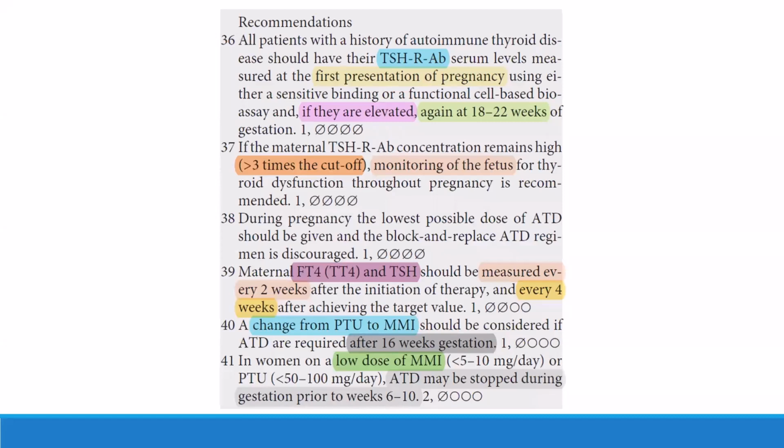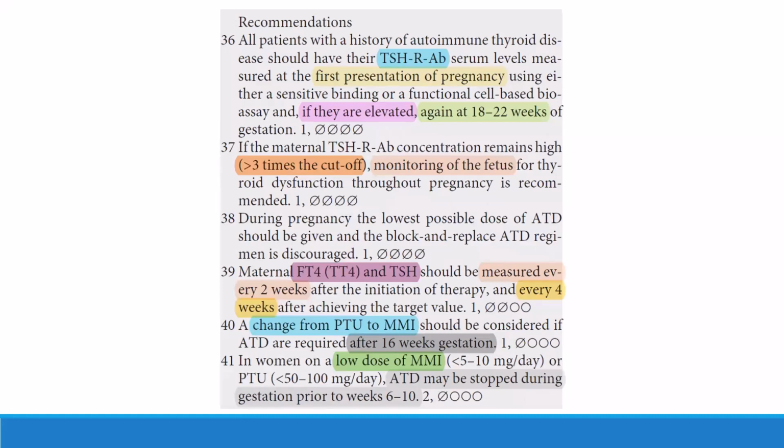If the TSH receptor antibody is elevated, we need to repeat it at 18 to 22 weeks to assess for neonatal hyperthyroidism. If the TSH receptor antibody is more than 3 times the cutoff value, we should monitor the fetus for thyroid dysfunction through the pregnancy, and we can diagnose fetal thyrotoxicosis by heart rate more than 160 and also presence of fetal goiter on sonography.